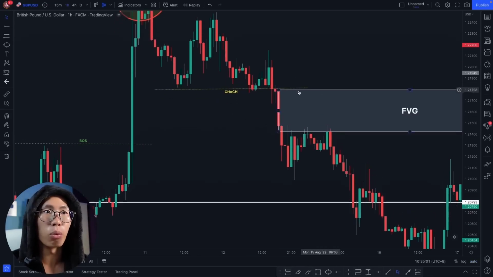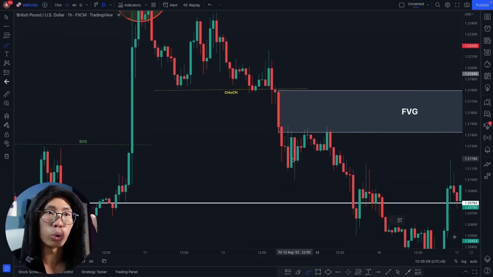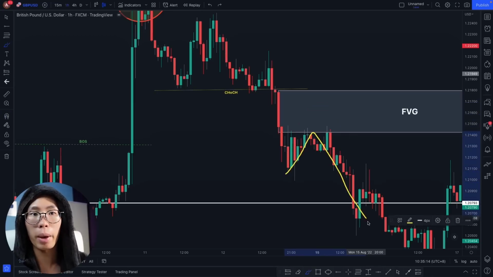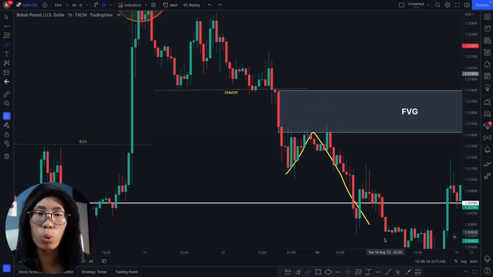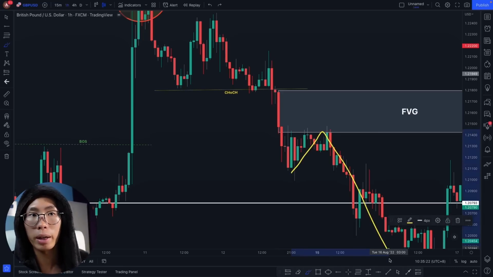this big red candle here, and you can see the price went up to retest it. And if you notice, price did not go to the middle of this fair value gap and then go down. It literally just went up, touched the fair value gap and went down. So this is exactly what I mean by what I said just now. Sometimes price can just touch the fair value gap and then just collapse.